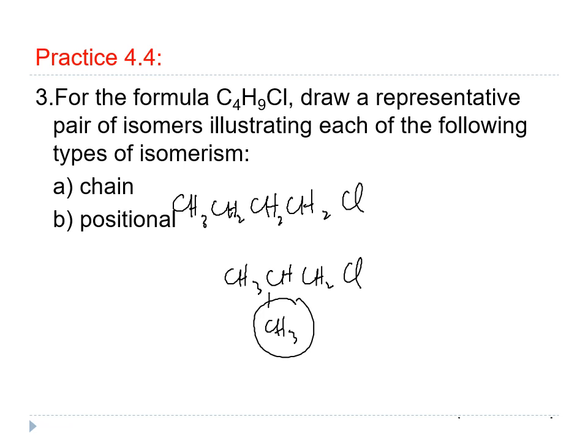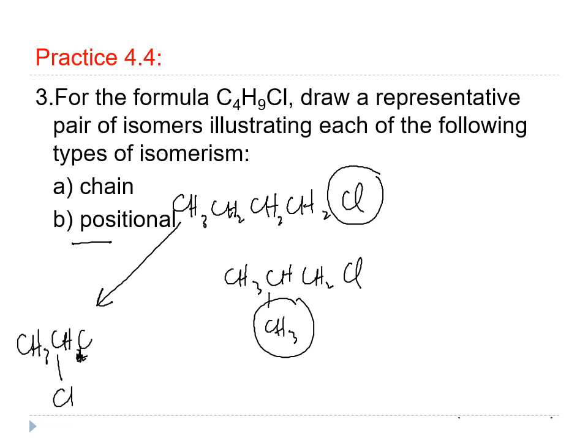And then we do a positional. Positional means we must switch the position of the substituent or the parent. So now the positional would be CH3, CH2, maybe we can put the Cl here. Okay, so just CH and CH2, CH3. So the position of the Cl now is at carbon number 2, whereas the first one here we put at carbon number 1. Carbon number 1, this is carbon number 2. Okay, so there you go, the answer for question number 3, practice 4.4.